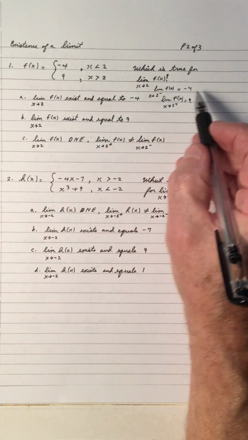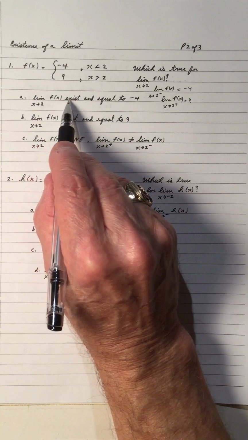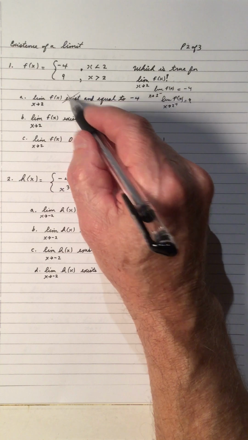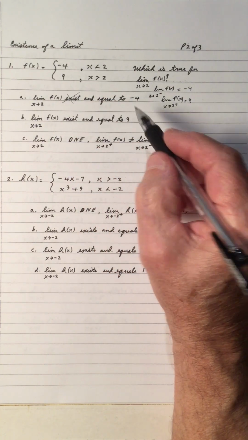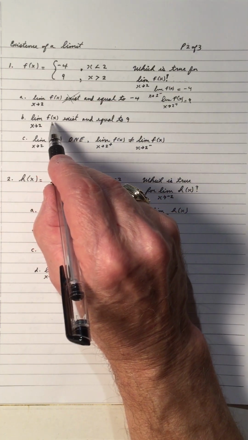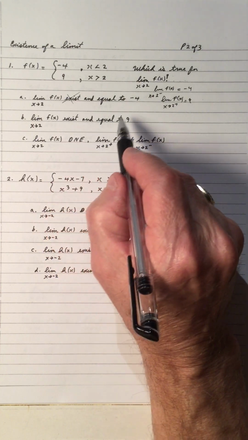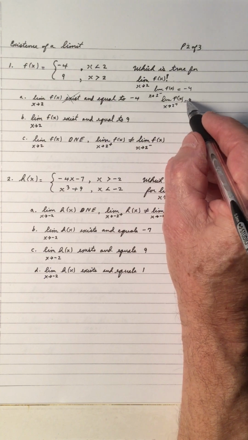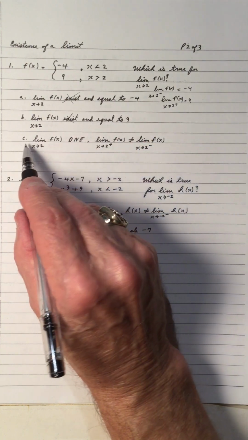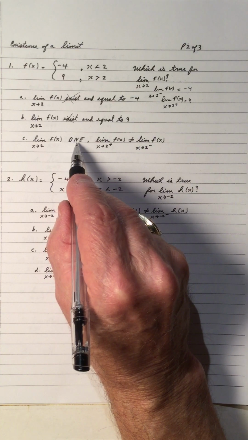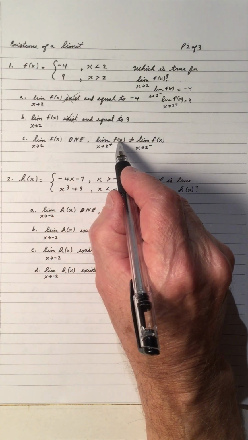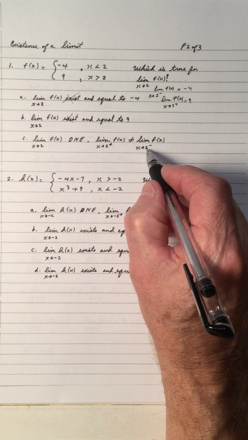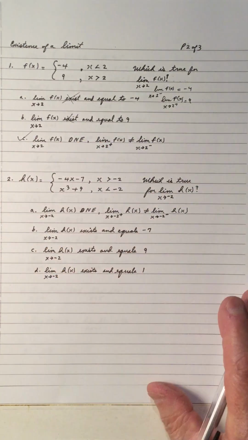So what can we say? The limit of f of x exists? No. That's a -4 and that's a 9. It does not exist because they're different. So the answer must be C. The limit of f of x does not exist because the limit of f of x to the right is not equal to the limit of f of x to the left. So C is the correct answer.